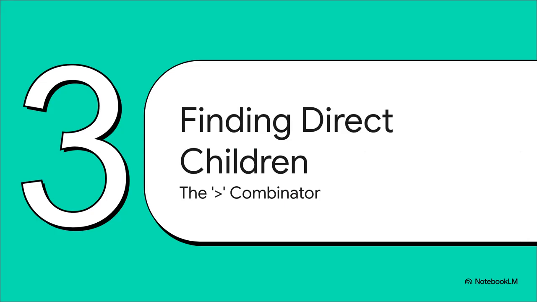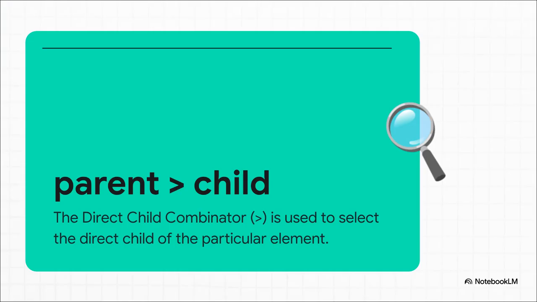All right, let's get our hands dirty with the first tool. We're talking about the direct child selector, and you'll know it when you see it. It's just that simple greater than symbol. The syntax is so simple, you'll love it. It's just parent, greater than, child. That little greater than sign in the middle, that's the combinator. And it's basically shouting at the browser, hey, I only want the elements that are the direct, immediate children of this parent. I don't want the grandkids. I don't want any distant cousins.